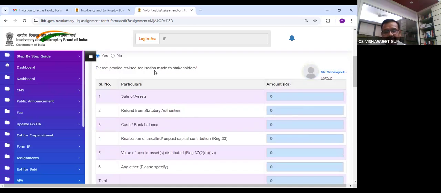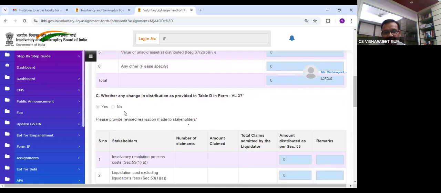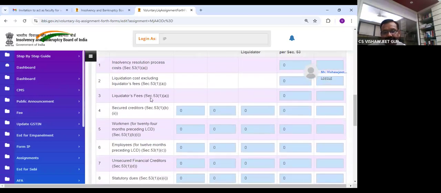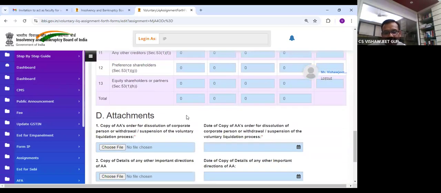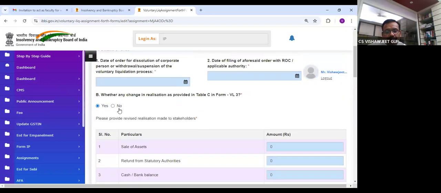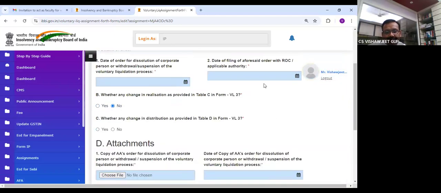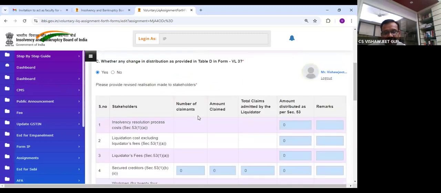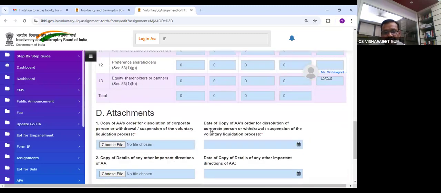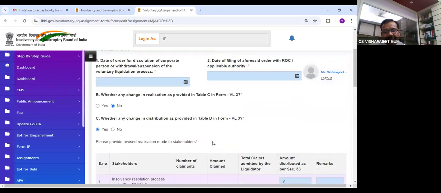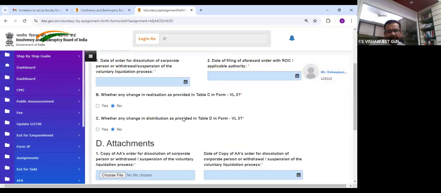Please provide the revised realization made to the stakeholders, sale of assets, all these things. Or whether any change in the distribution as provided in table D of VL3, then you will have to again fill this form, right? If no, then simply you will have to select no. If yes, then you will have to fill that, the information which we have discussed earlier in form VL3.